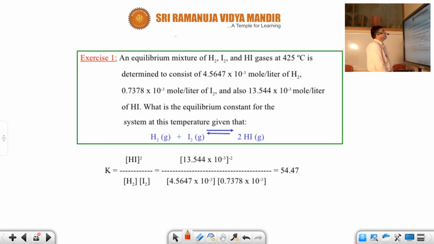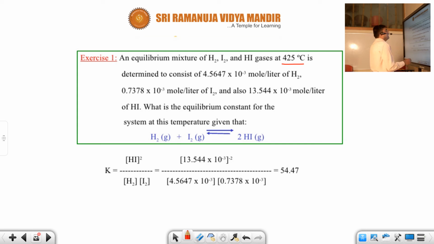Now let us solve a simple question. An equilibrium mixture of H2, I2 and HI at 425 degrees centigrade. Students, in every question temperature is given. Why is the temperature given? You are expected to know, because as the temperature varies, the equilibrium constant varies. At a particular, specific temperature, the equilibrium constant has a particular value. So when you change the temperature, the equilibrium constant value is going to differ.